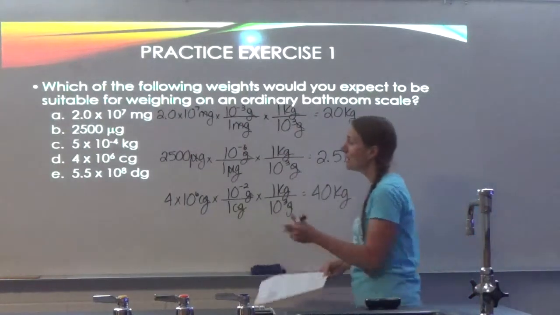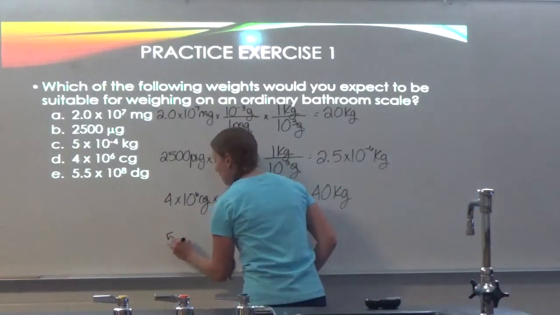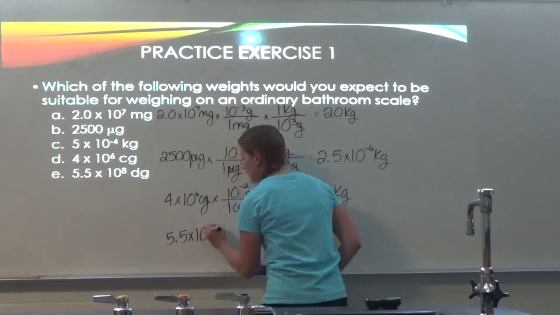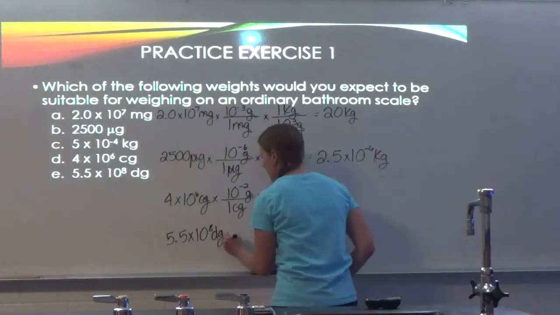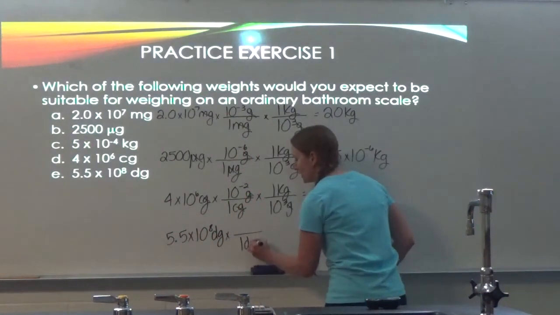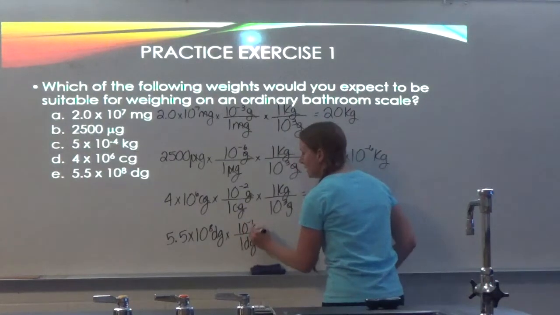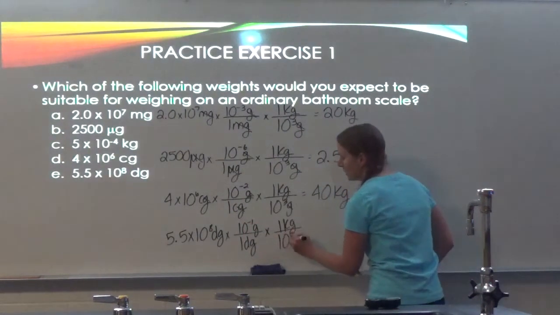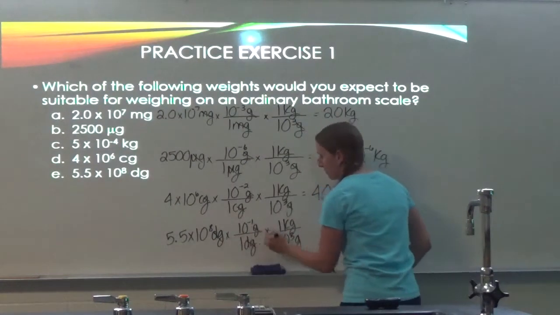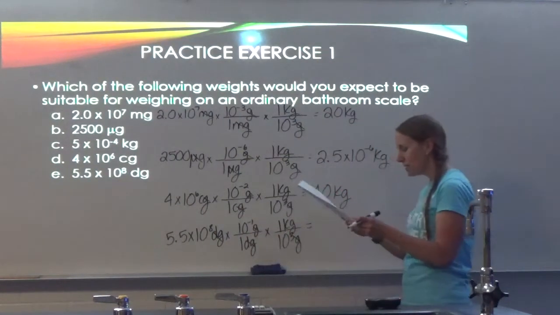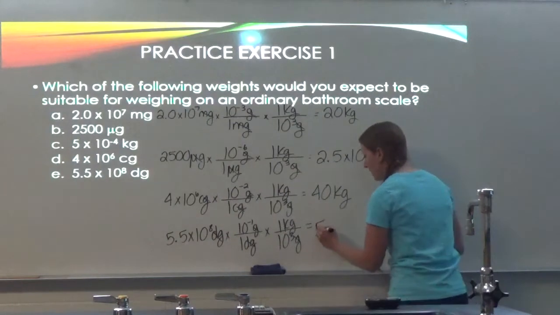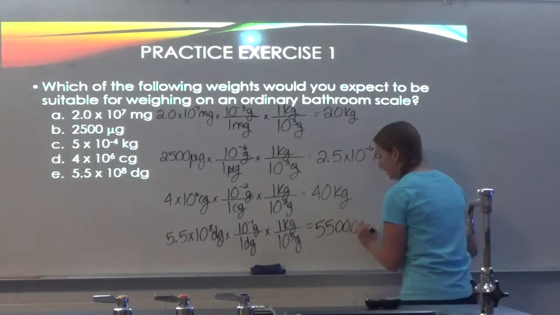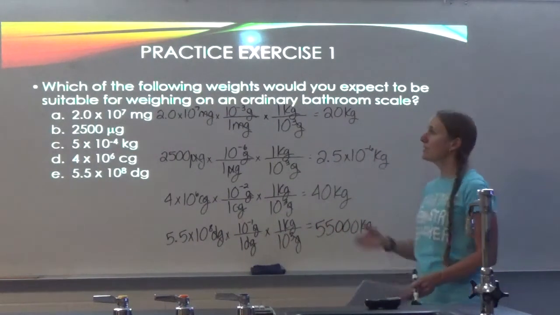And then the very last one, we have 5.5 times 10 to the 8 decigrams. So I say, okay, 1 decigram is 10 to the negative 1 grams, and 1 kilogram is 10 to the 3 grams. Once I multiply, I get 55,000 kilograms.